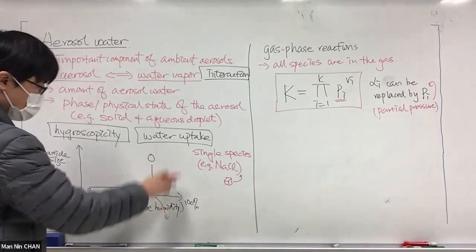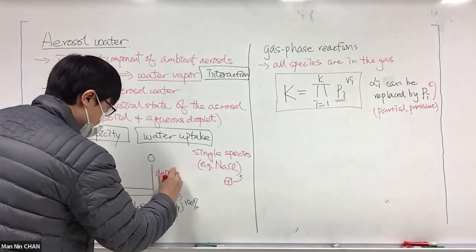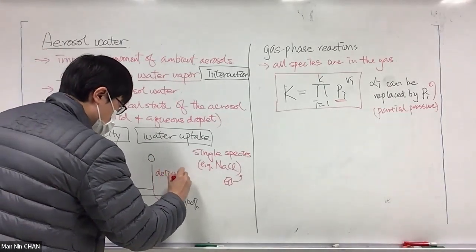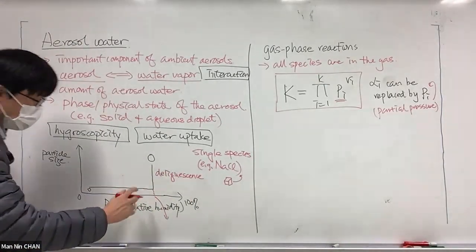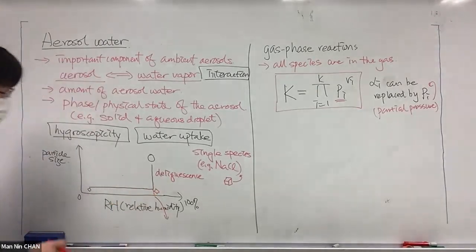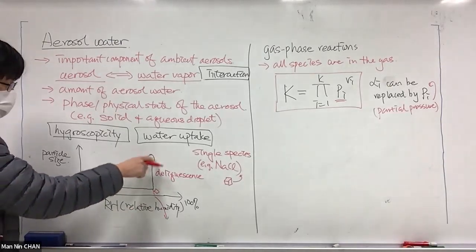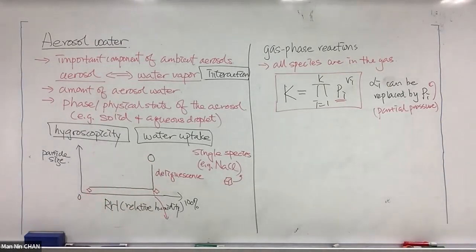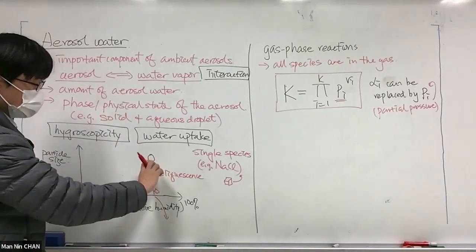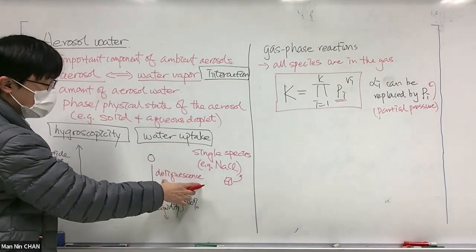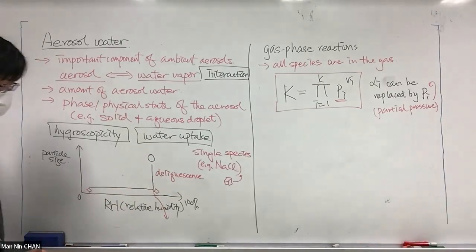We call this process deliquescence. All of a sudden you go from a solid particle to an aqueous droplet, or more specifically, a saturated aqueous droplet. From a solid to an aqueous droplet, we call this deliquescence.